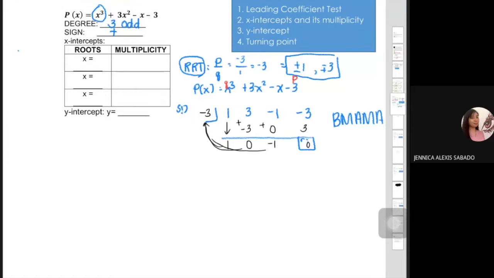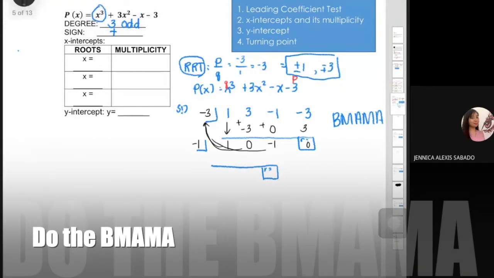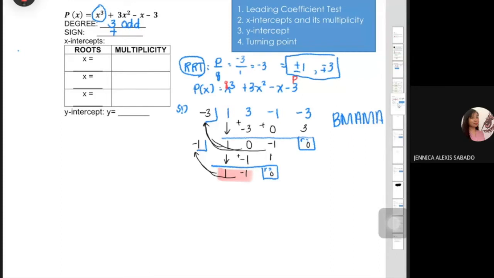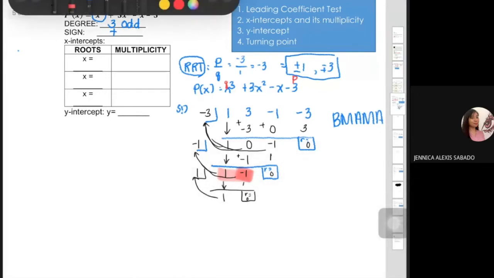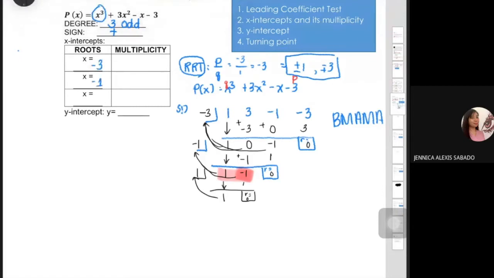Okay? So now let's try the next one. We will just get the opposite of this. Ano yung opposite ng negative 1 natin? Opposite sign. So it's just positive 1. Let's write. You have there negative 3, negative 1, and 1.